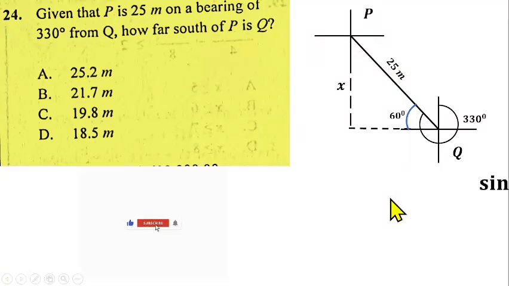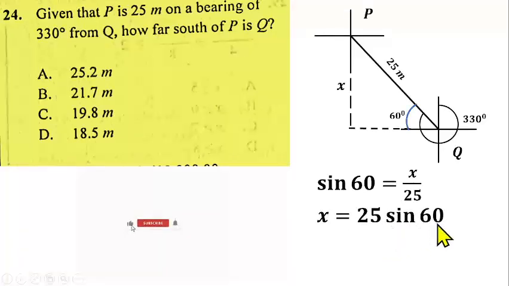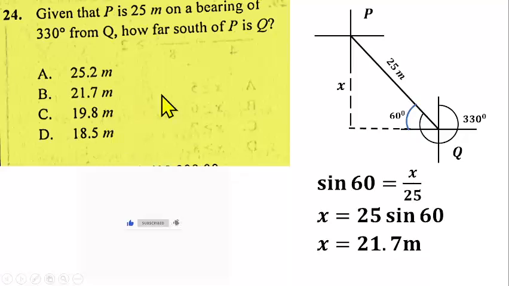So that will be sine 60 equals x over 25. Cross multiply, that will give us x will be 25 times sine 60, and if you simplify, that will give us 21.7 meters, which is option B.